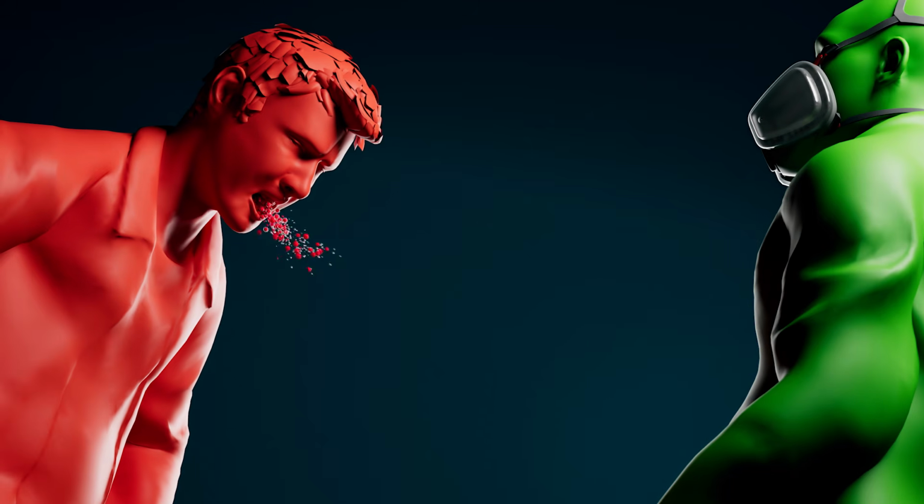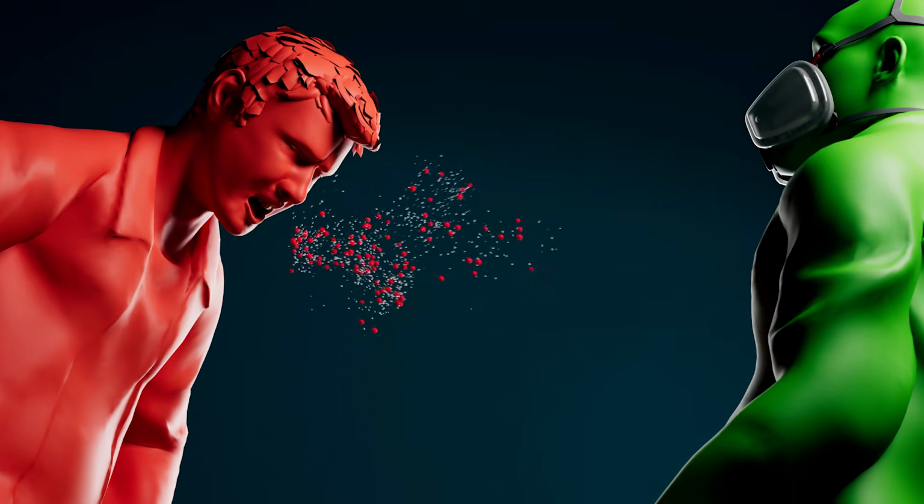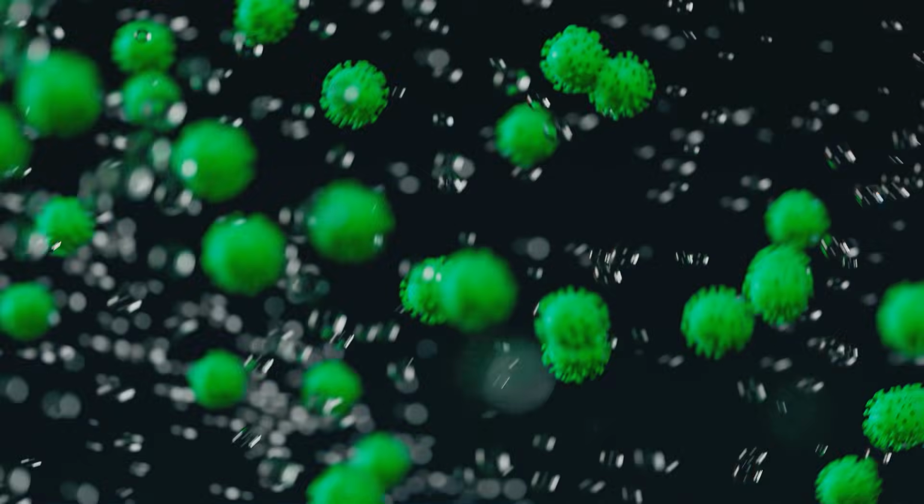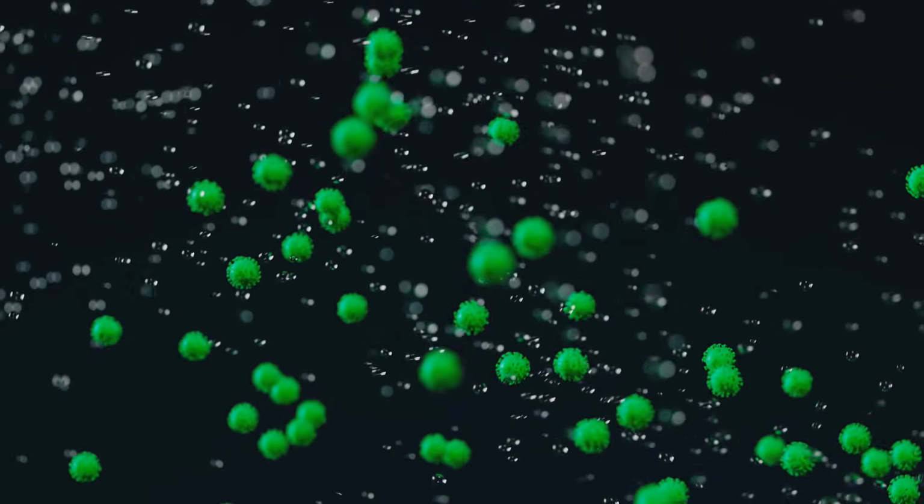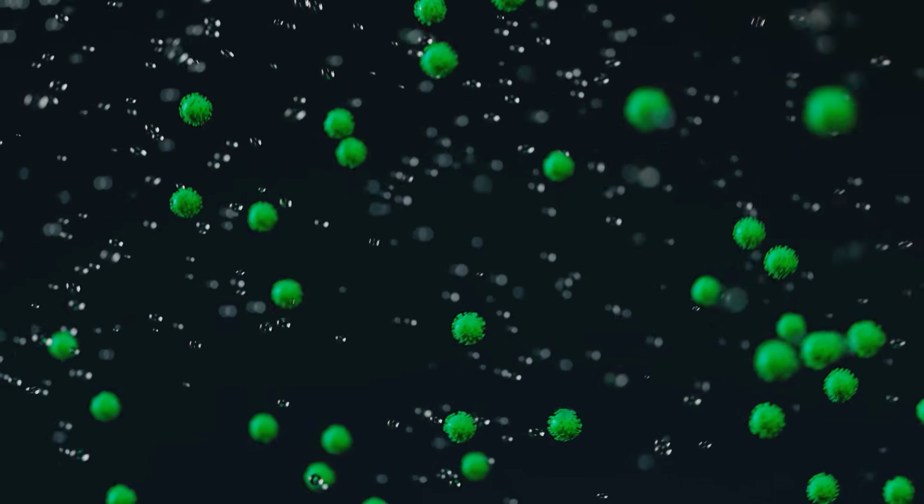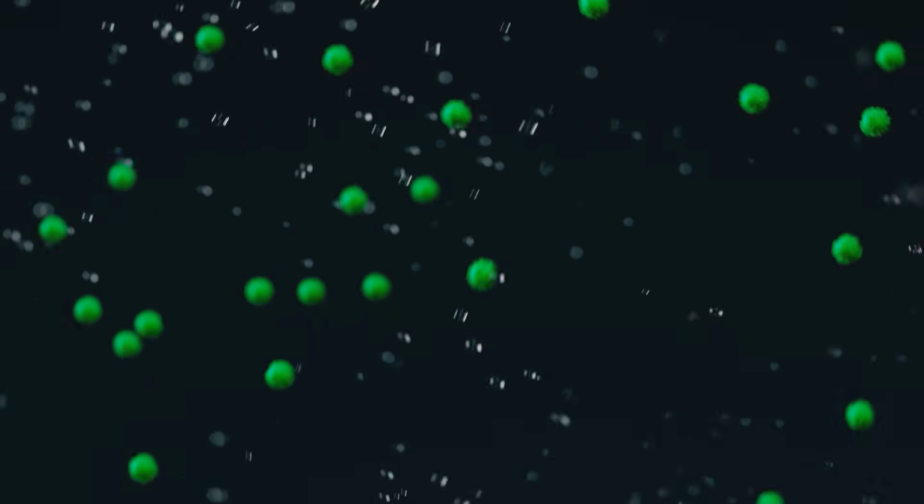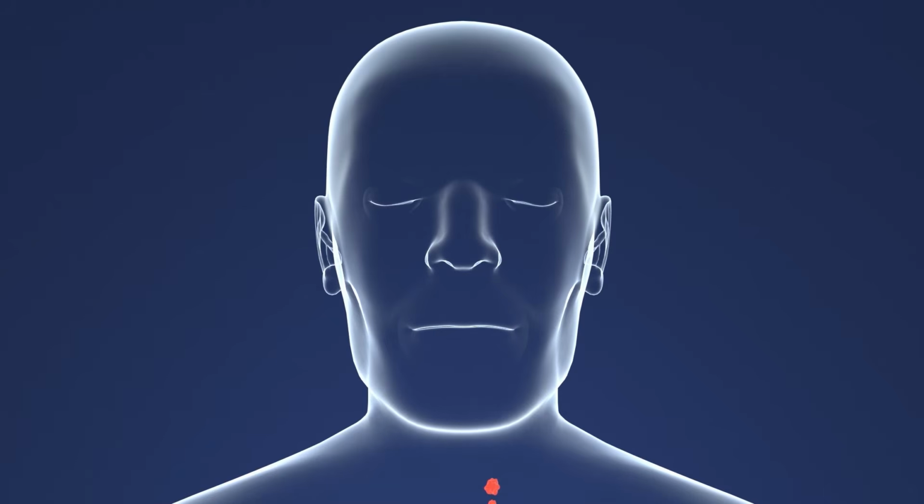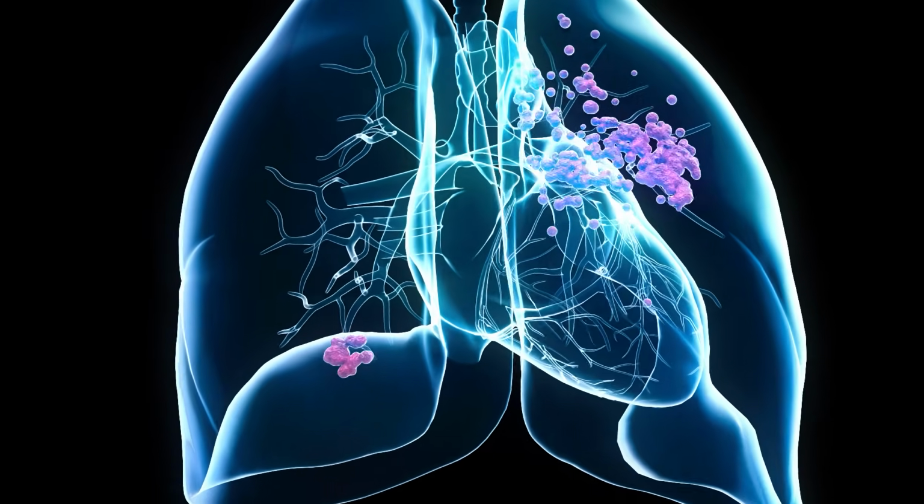The bacteria spread from person to person through the air. When someone with active pulmonary TB coughs, sneezes, speaks, laughs, or sings, tiny infectious droplets are released into the air. These droplets can remain suspended in the air for several hours, especially in enclosed spaces with poor ventilation. When another person inhales these droplets, the bacteria can reach the lungs and begin infection.